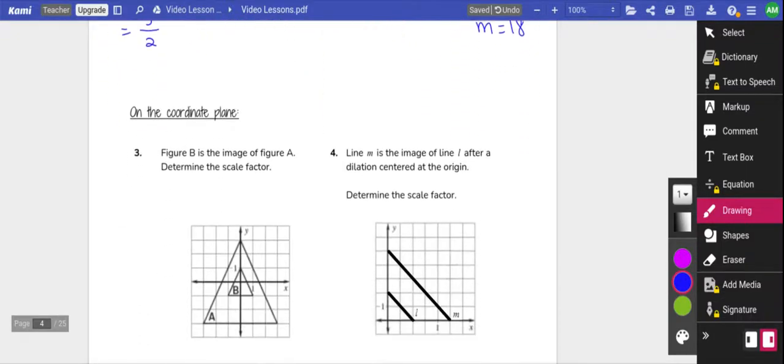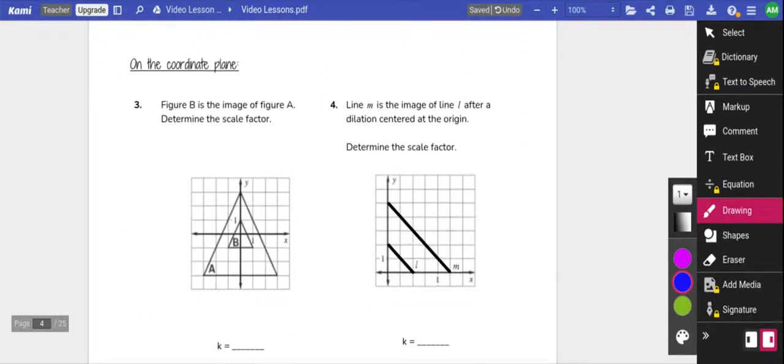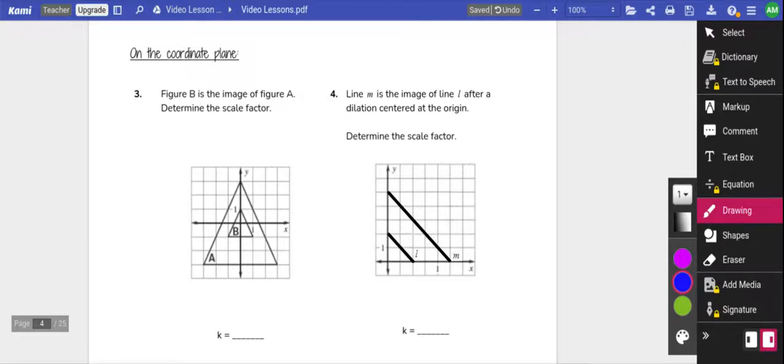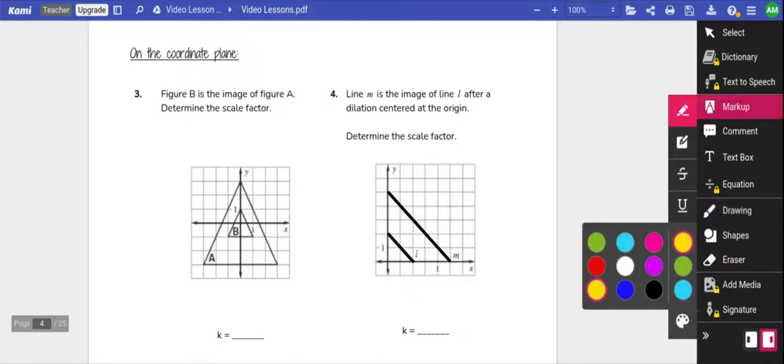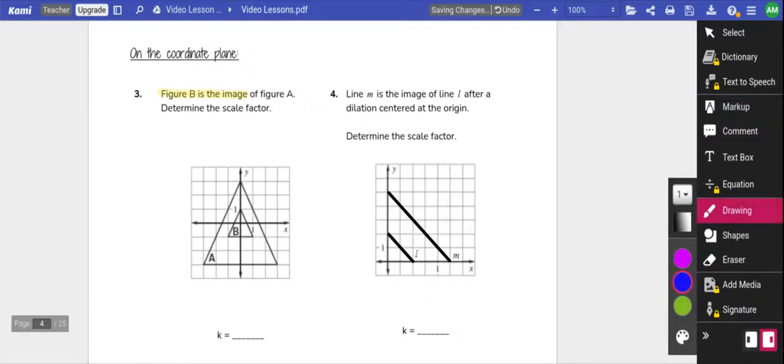One last thing we're going to do, we're going to figure out how to do this on the coordinate plane and determine scale factor. This one says figure B is the image of figure A. Determine the scale factor. So to determine scale factor, what you're going to do is first off, make sure that you know which is the image and which is the pre-image. B is the image. So it got smaller.